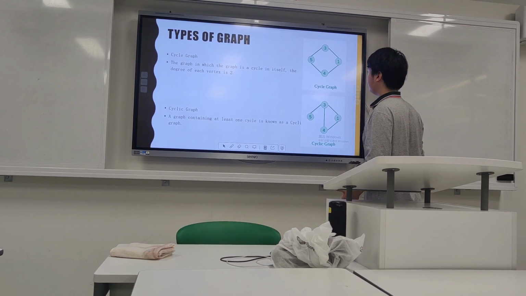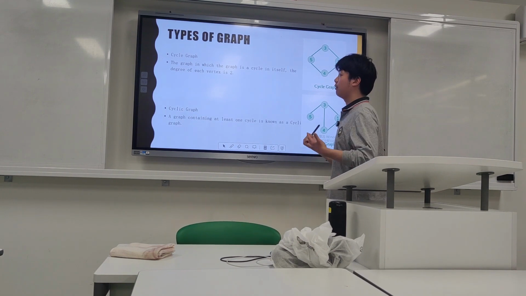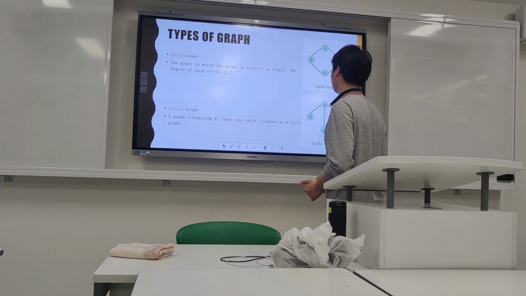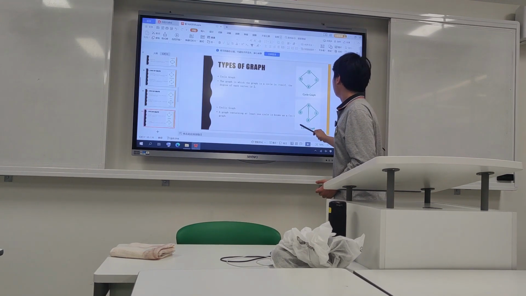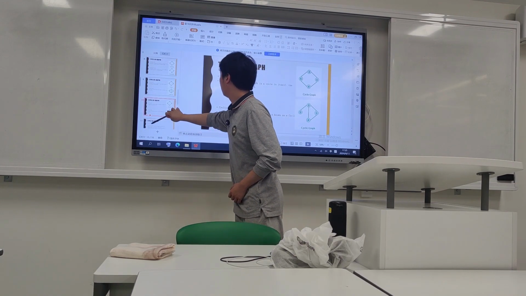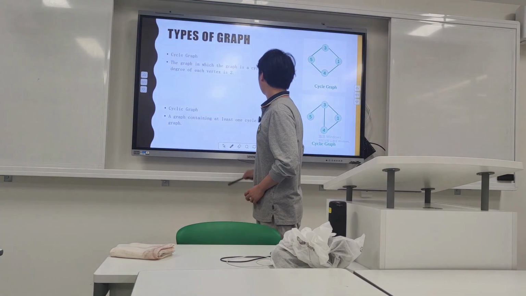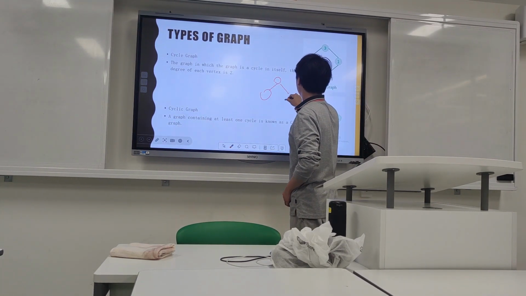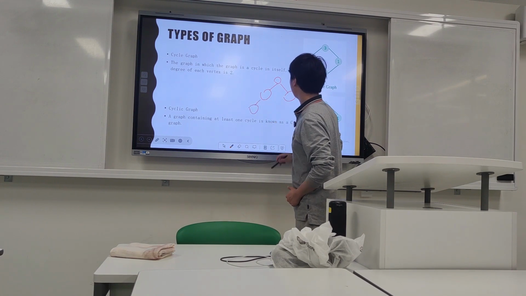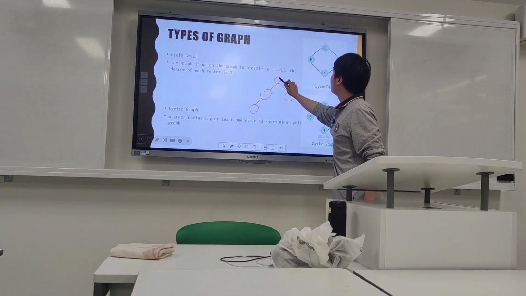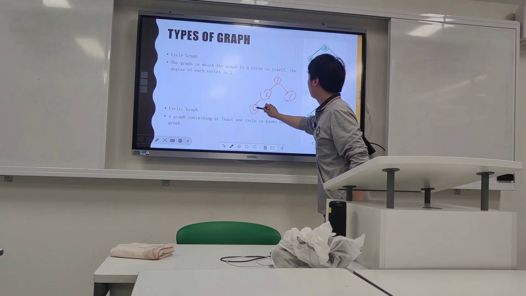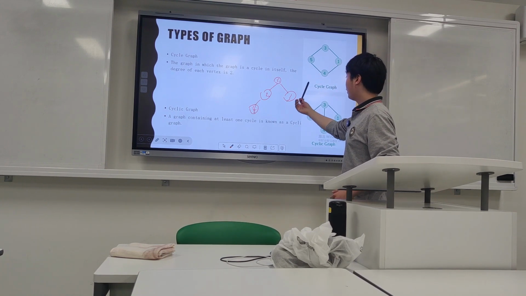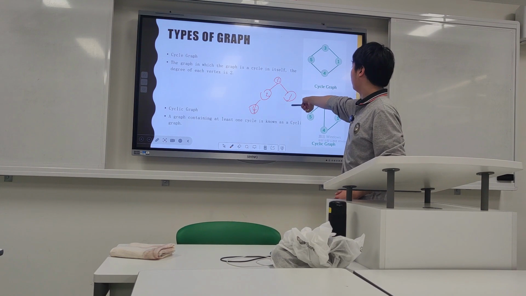And for example, if you want an example of a graph that does not contain a cycle, you can just think of a tree. For example, we have a very simple binary tree here, 1, 2, 3, 4, and this is a tree. It is a graph, and it does not contain any cycle in itself.